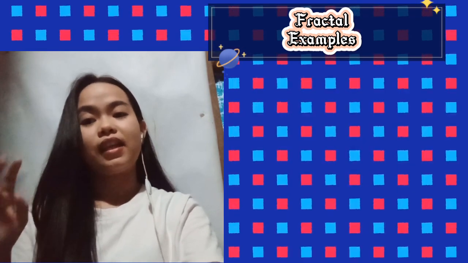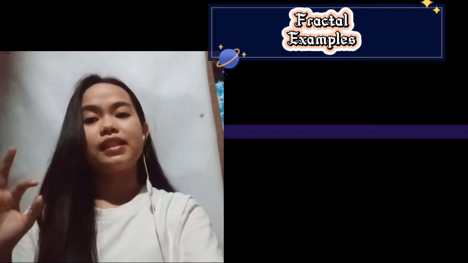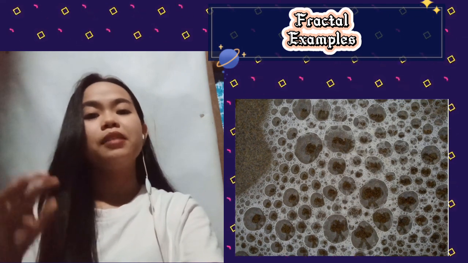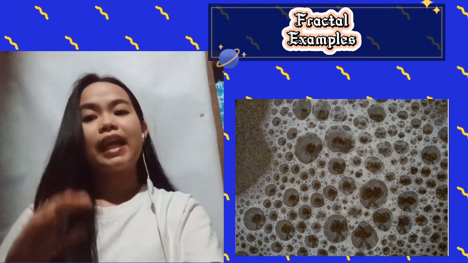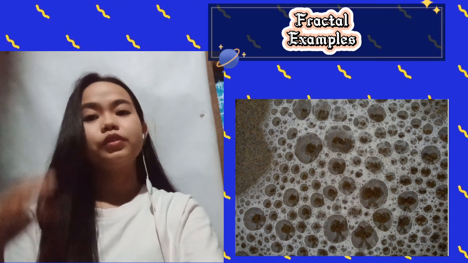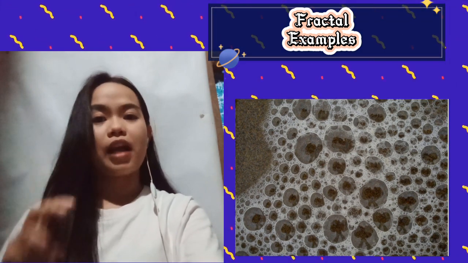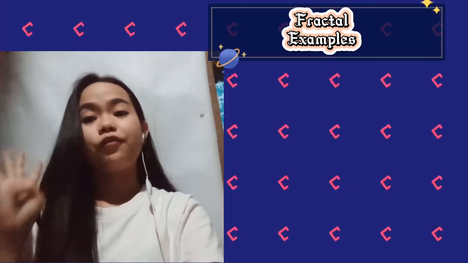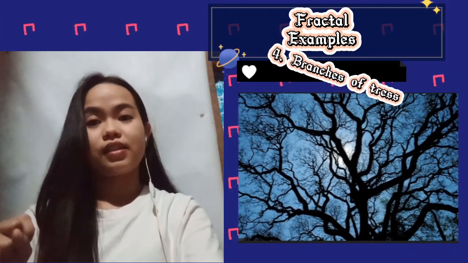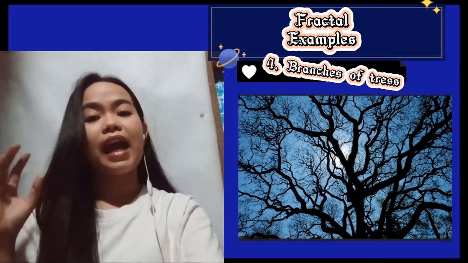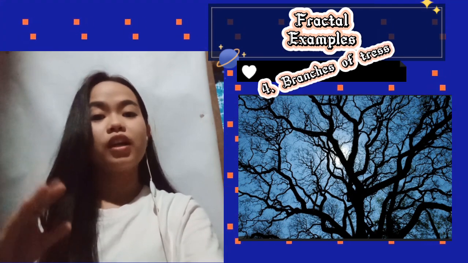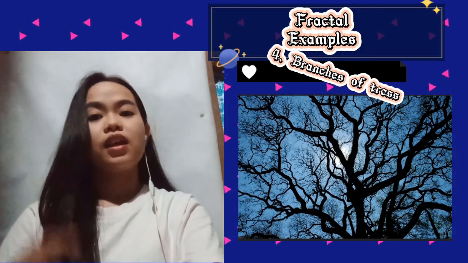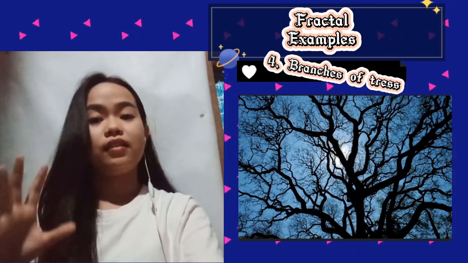The next one is the clouds. The third one is the bubbles. As you can see in the image, there may be several giant bubbles interspersed with tiny bubbles in the spaces, which have smaller bubbles in their gaps, and so on. So that makes them fractals. The fourth one is the branches of trees. Tree branches are considered fractal because if you start from the trunk and move up, it breaks into several parts. So that makes them fractal also.